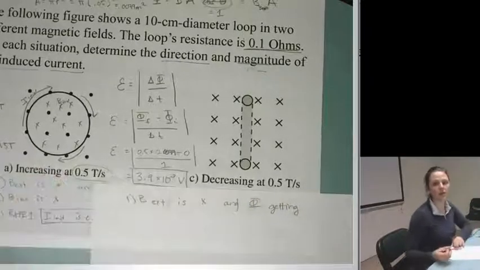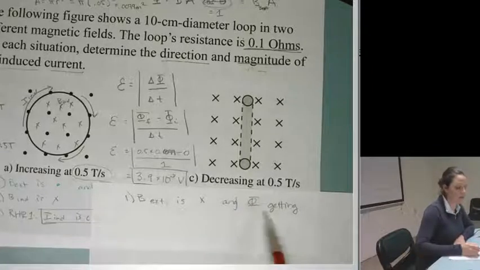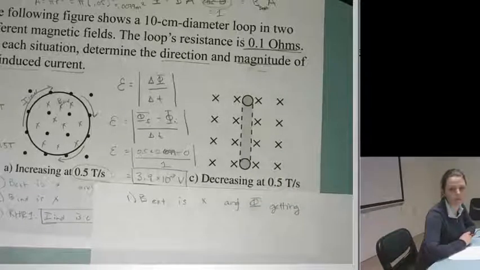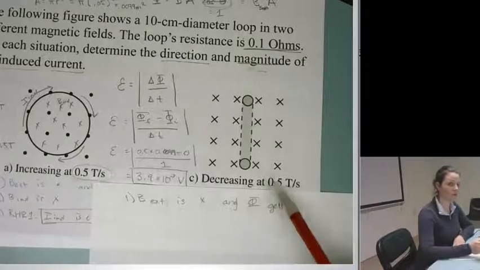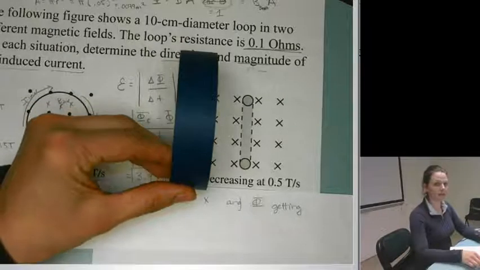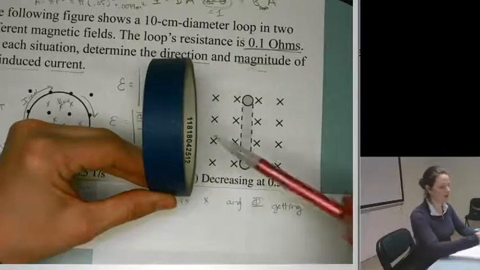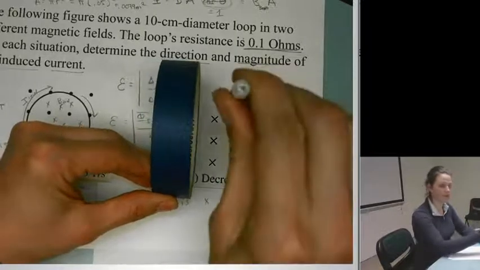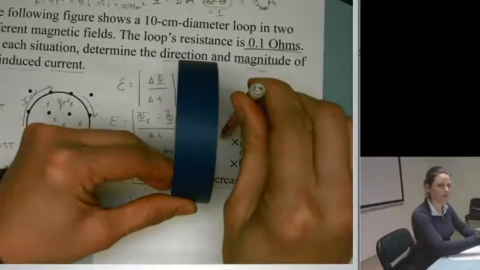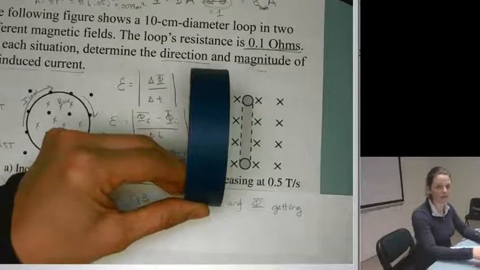So before I write this, the external field is into the page, but what about the flux through this loop? Most of you, if you're tempted to say that the flux is getting weaker, would be wrong, because the flux in this configuration is 0. There is no flux through this loop if the magnetic field is going straight into the page and the loop is oriented like this. That is the angle where no flux is through the loop.